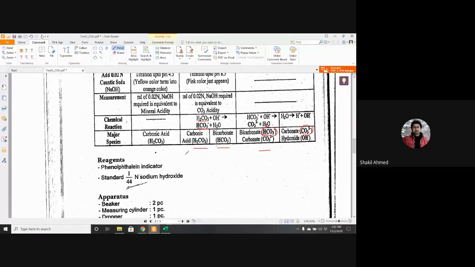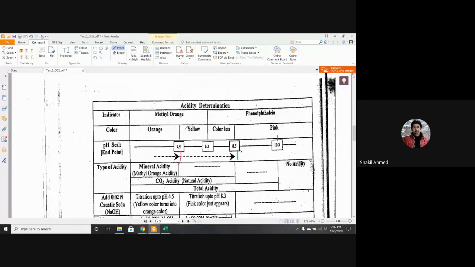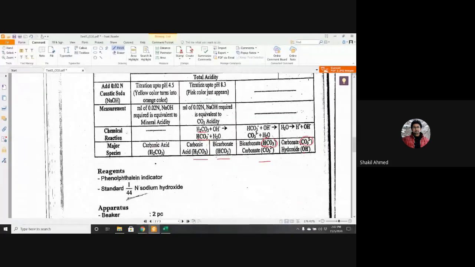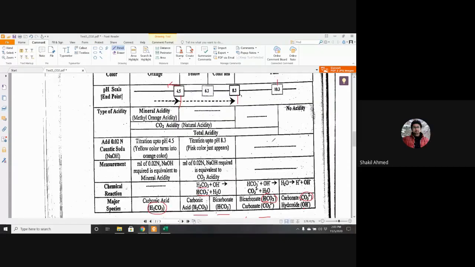We already discussed these things, right? And if the pH is less than 4.5, then H2CO3 is undissociated. That means it is not dissociating. Is it clear? Yes, sir.